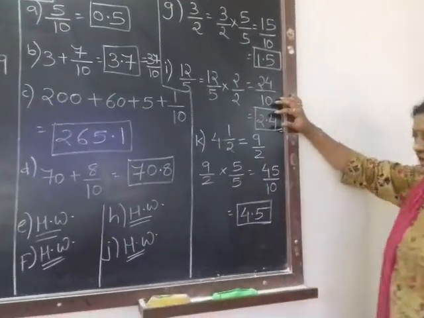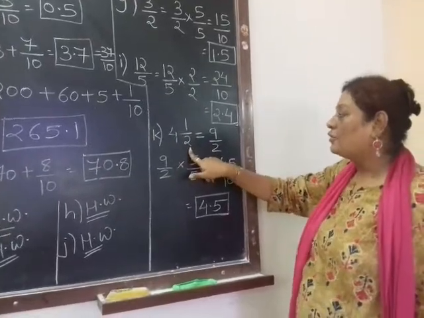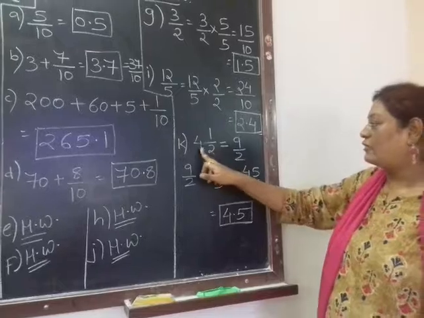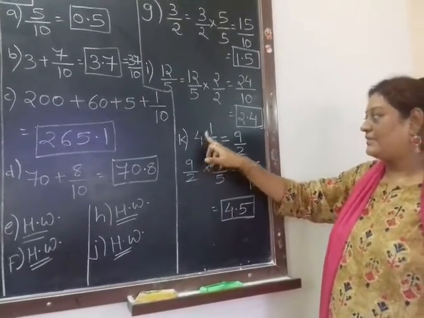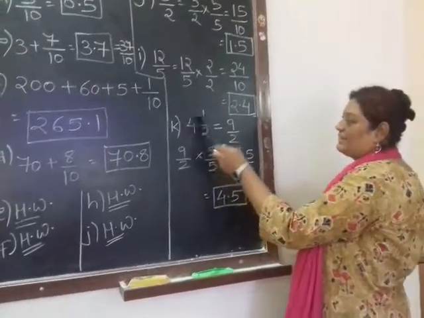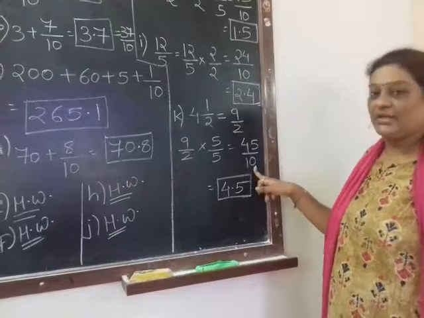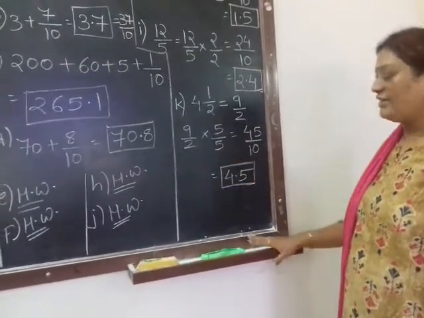Now coming on to k. This is a mixed fraction. You can see 4 1 upon 2. First of all, convert this mixed fraction into an improper fraction. How? 4 2s are 8. We multiply the denominator with the whole number. The answer will be added with the numerator. So 4 2s are 8 plus 1, 9 upon 2. Again 2, multiply by 5 to get your denominator 10. So 9 5s are 45, 2 5s are 10, 4.5.